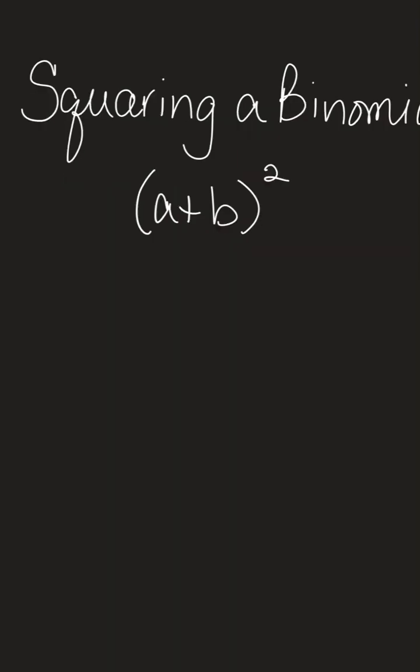All right, so squaring a binomial. When you have a binomial, it's a two-term expression, remember? In this case, I have a plus b, and if I square it, that means I have to multiply it by itself. So I have a plus b times a plus b. And remember, these can be any sets of numbers. It could be any variable term and a constant.